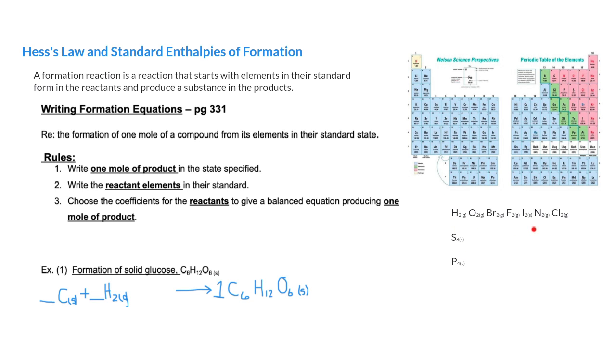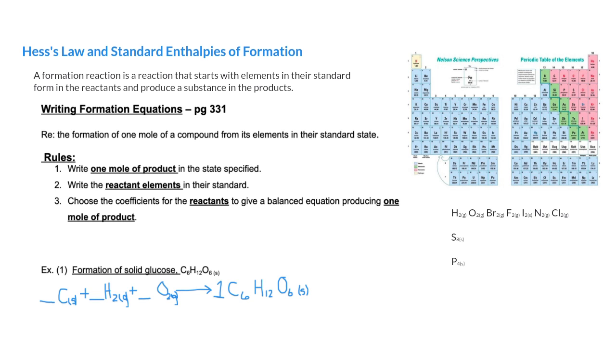Two other ones to look out for besides those diatomics are sulfur, which comes as S8 in the solid form, and phosphorus, which comes as P4 in the solid form. So that's just the molecules that it likes to make when it's an element or just that one atom, because it would be unstable if it was just by itself.